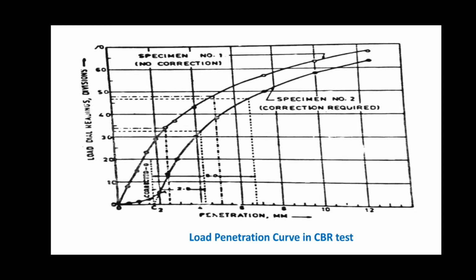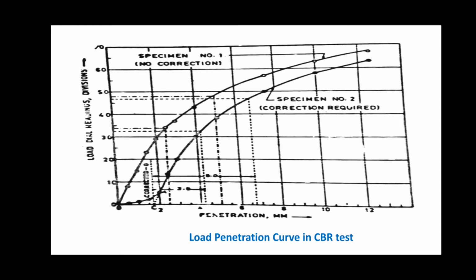The CBR value can be calculated using the relation: CBR in percentage equals the load or pressure sustained by the specimen at 2.5 or 5 mm penetration, divided by the load or pressure sustained by the standard aggregates at the corresponding penetration level, multiplied by 100. Normally the CBR value at 2.5 mm penetration, which is higher than that at 5 mm, is reported as the CBR value of the material.